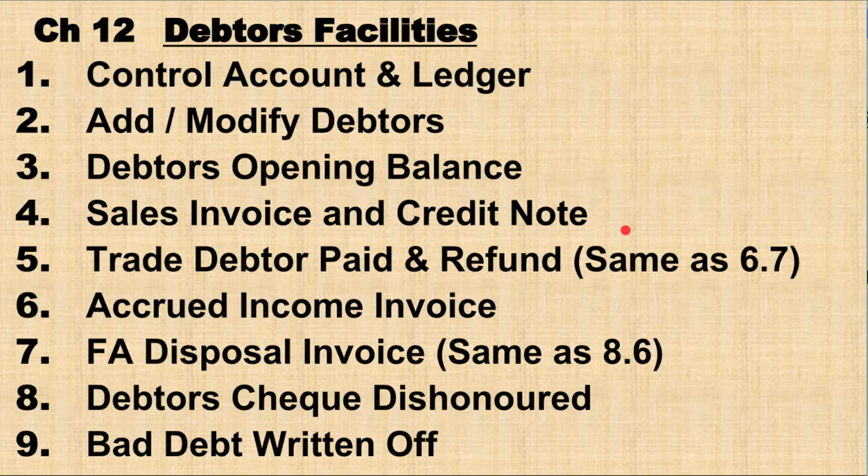We look at the trade debtor paid and refund. We look at accrued income invoice. We look at a fixed assets disposal invoice. We look at a debtor's dishonored check. And finally, we look at the bad debts written off.